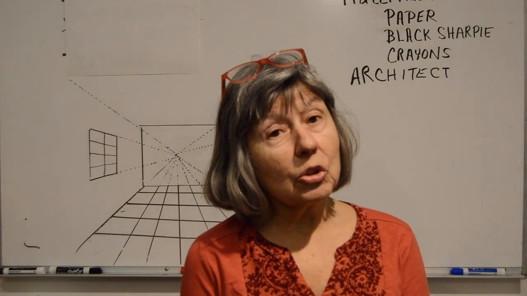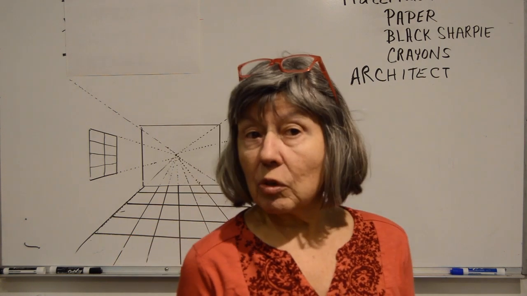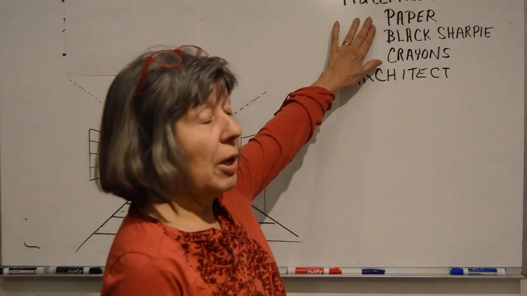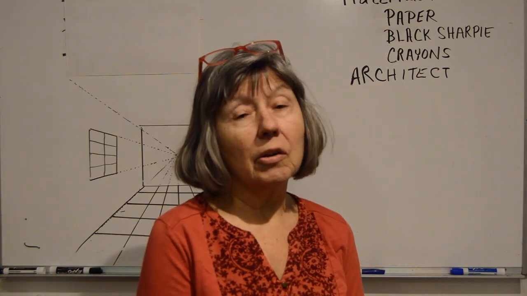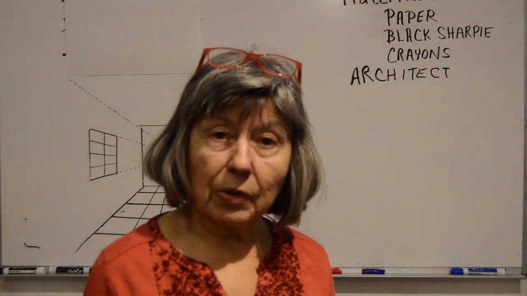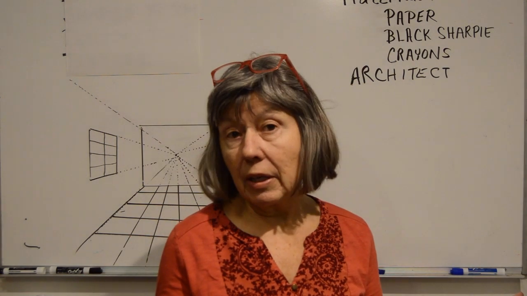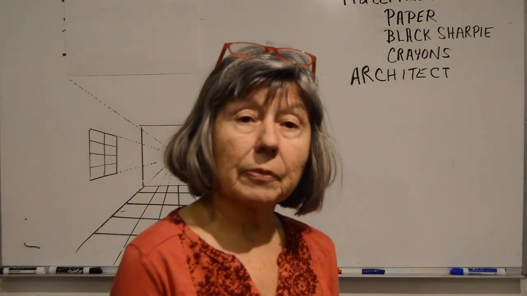So today we're going to do a little lesson, and we're going to be architects. If you would like to draw along, you'll need paper, a black Sharpie, and crayons. Now, if you don't have a black Sharpie, you can use a pencil or any thin marker, that's okay. And paper, any kind, any size of paper is fine, but bigger is probably better.